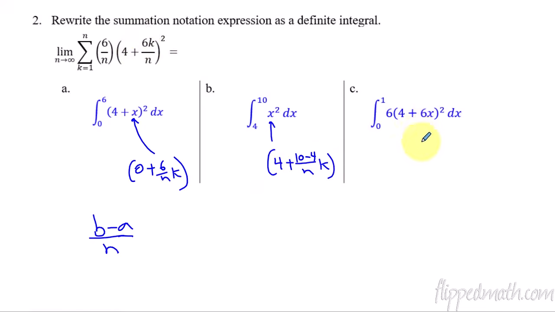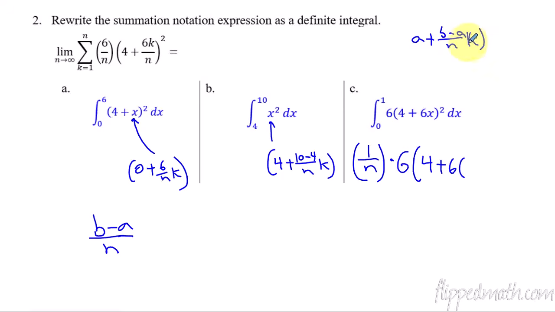Now, probably the one that's even more confusing, a little more challenging for you to come up with on your own, is that this one also works. So let me just write this out. This is the same thing as saying, I've got the 6 over n in this case, but this is only 0 to 1. So I'm going to say 1 over n, that's the width, and I'm going to multiply it by this thing, 6 times 4 plus 6, and now I have to plug in what my x is. My x is a plus b minus a over n k. Okay, that is my x for this part.